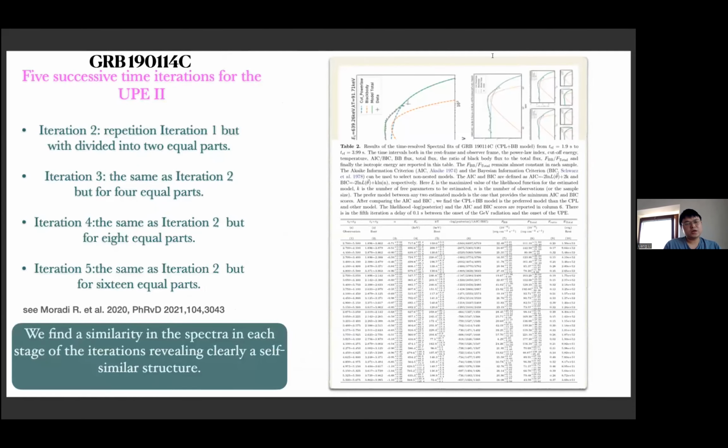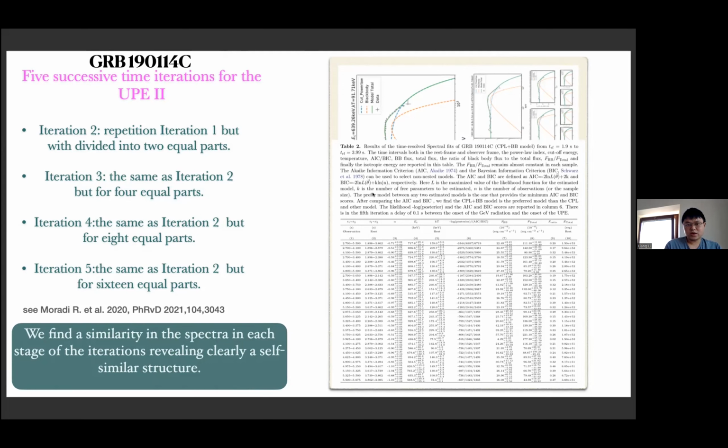Then, because we found that the UPE2 phase is very bright, we tried to perform a detailed time-resolved analysis. We performed five successive iterations. For each iteration, we go to a shorter time scale and look deeply at the spectral characteristics of the UPE2 phase. Then we found a similar structure, namely the spectra showed similar behavior.